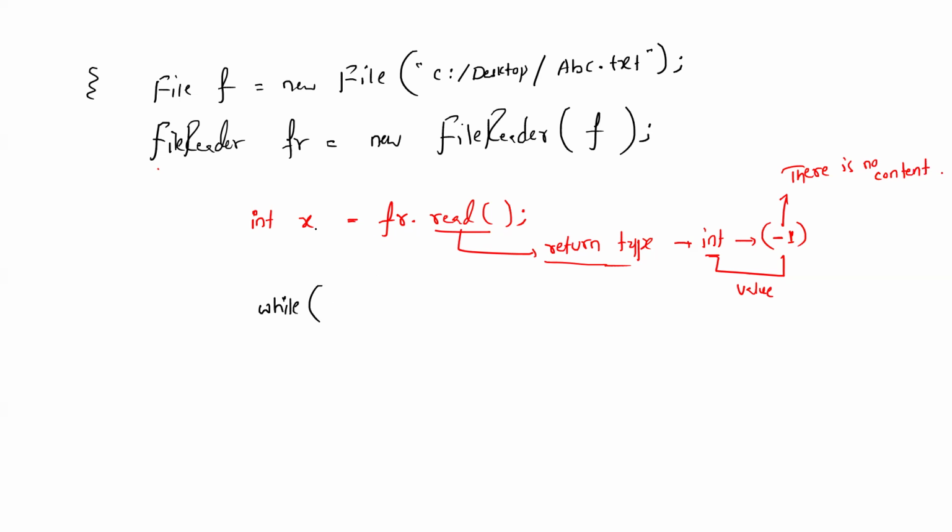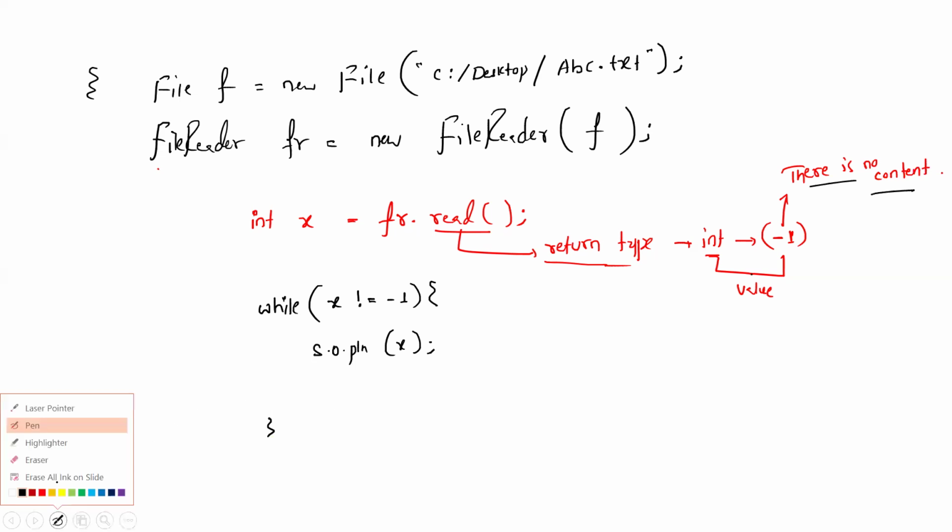So then while this x value, what's the meaning of not equals to -1? If it is equal to -1, there is no content. Not equal to -1 means some content is there. That's what we have to print. What do we have to print? System.out.println, print that x.